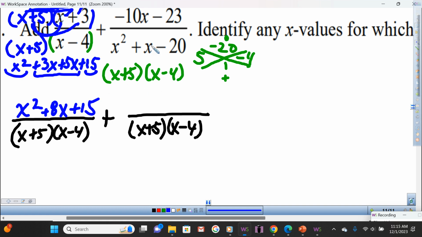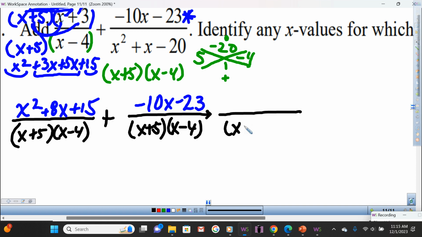Look at the first fraction. Did we multiply the first fraction times anything? No, so we just bring this one down right here. So, now that we have common denominators, now we're ready to add. Is that correct? Yes, Mr. Q. All right, good. So now it becomes one fraction, x plus 5, x minus 4. And why did I make only one fraction? Because they're the same denominator. And now I only focus on the numerators.